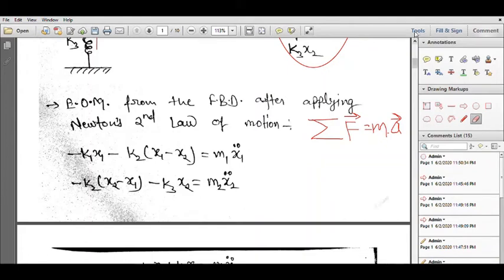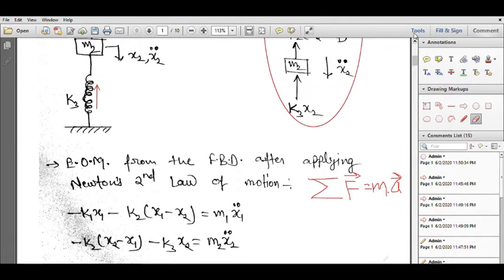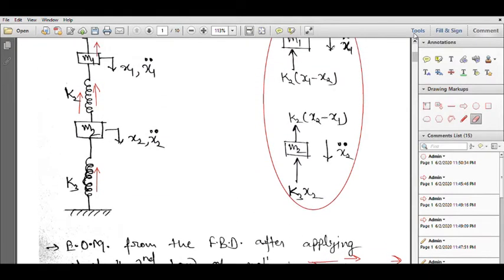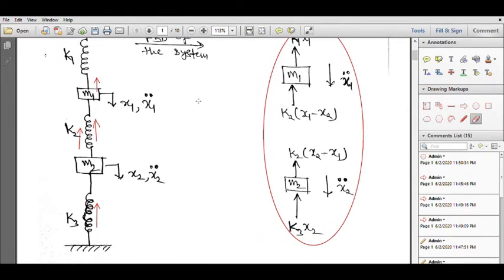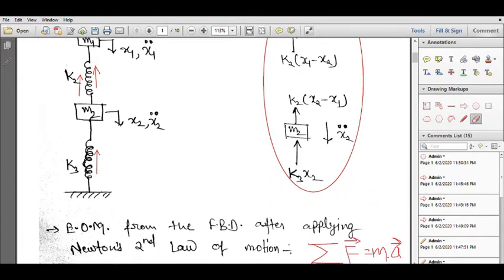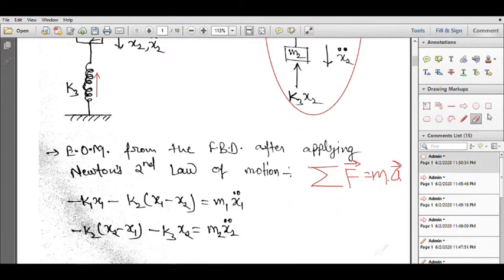So we know the direction of the displacement is the positive direction to apply Newton's second law of motion. Here mass m1 is having displacement in downward direction, and mass m2 is also having displacement in x2 direction. x1 and x2 both are in downward direction. So downward direction is the positive direction to apply Newton's second law of motion, and upward direction is the negative direction, right?